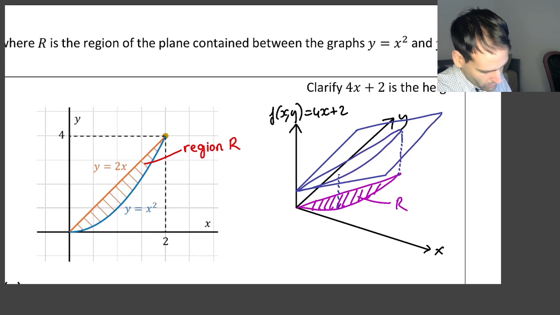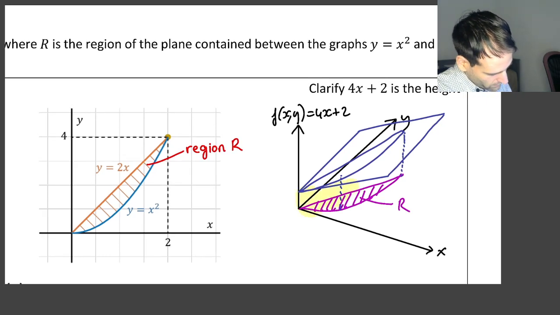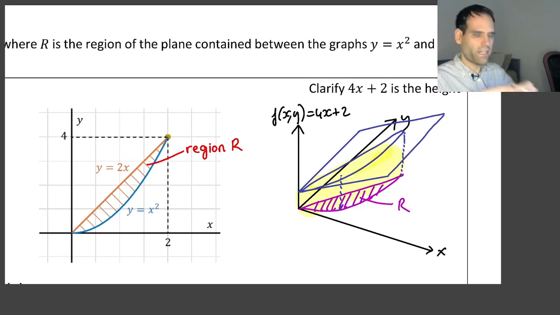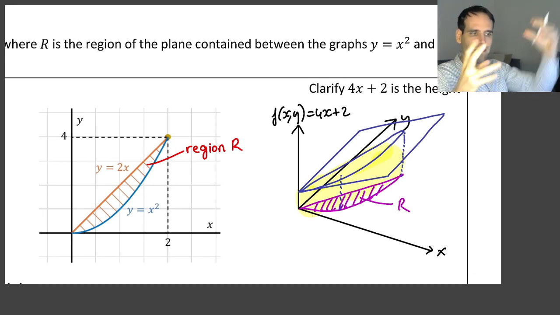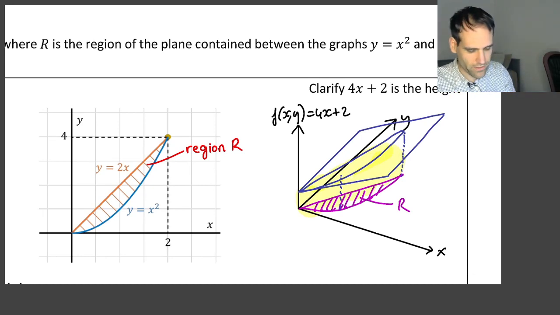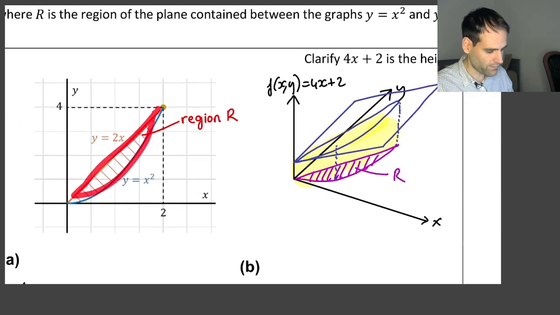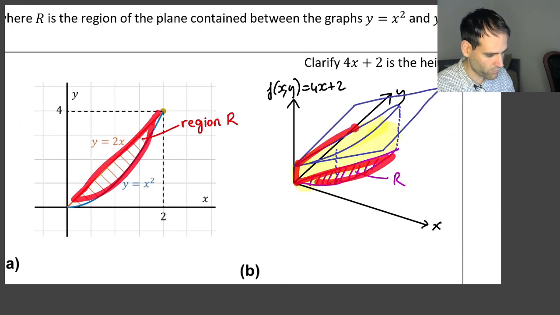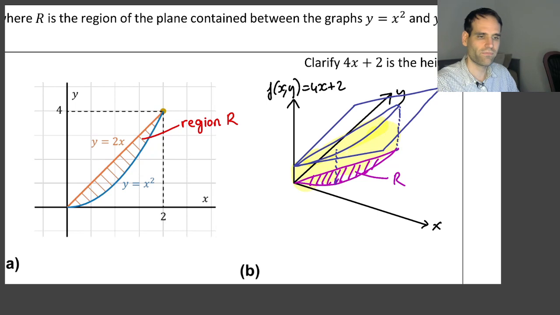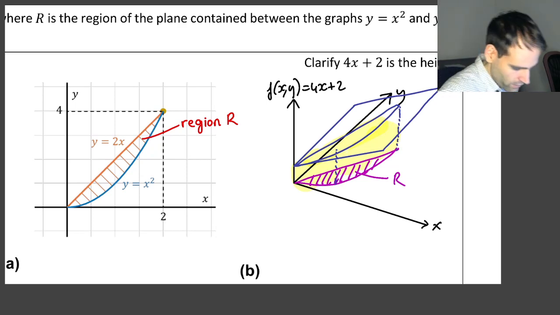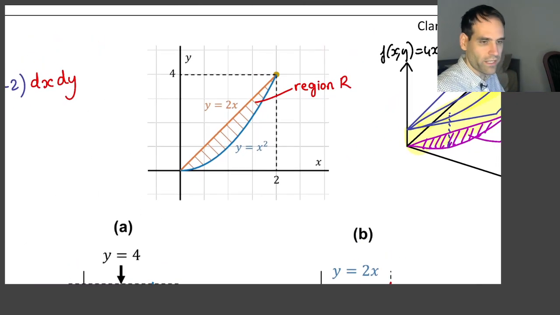Now we have to calculate the volume of this interesting object, which looks like an ellipse, which is taller on one side than on the other side. That will be the result of the function, because remember that this is simply the volume that is between the graph of 4x plus 2 and the xy plane, but only limited to this region R. That's why we are only limited to this strange object here. I hope that's clear what we are doing.